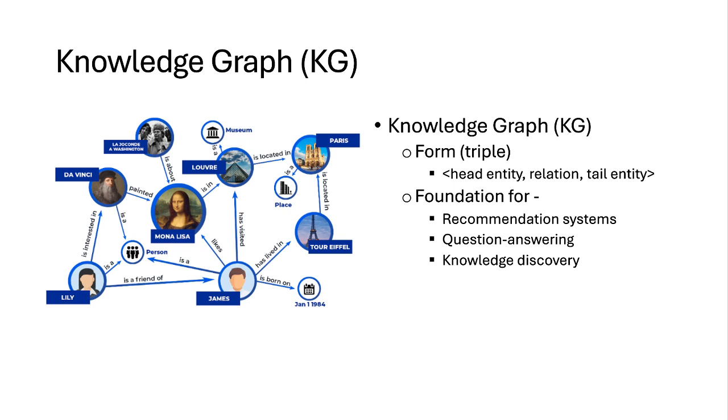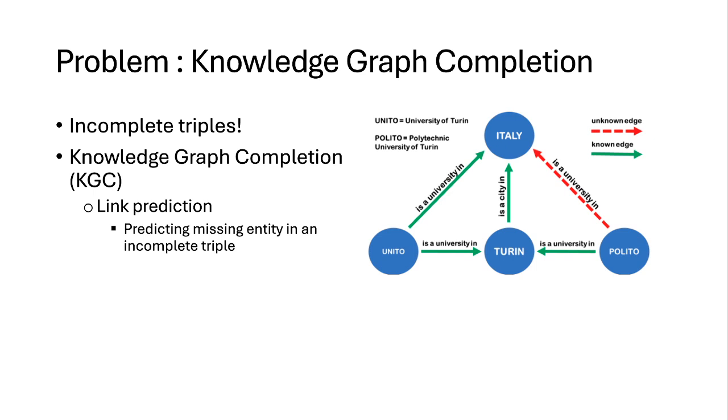Knowledge graphs play a crucial role in recent times, and they are used in many downstream tasks as well. For example, recommendation systems, question answering, and knowledge discovery. However, even though it has been used in many tasks, a knowledge graph faces one problem, which is incomplete triples. Often, knowledge graphs face the problem of missing entities.